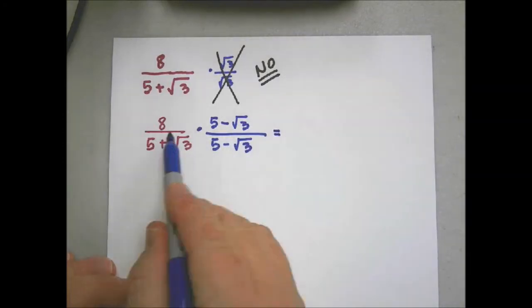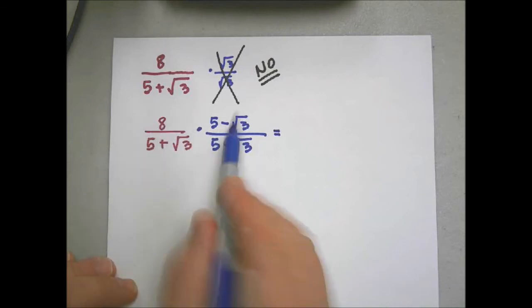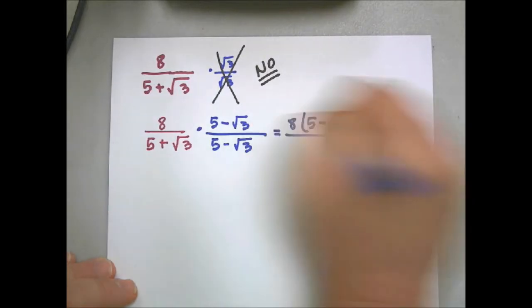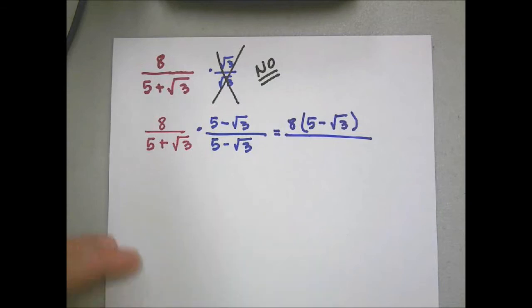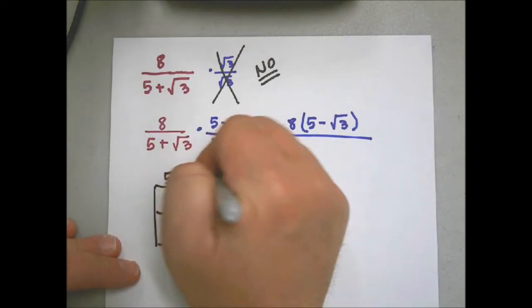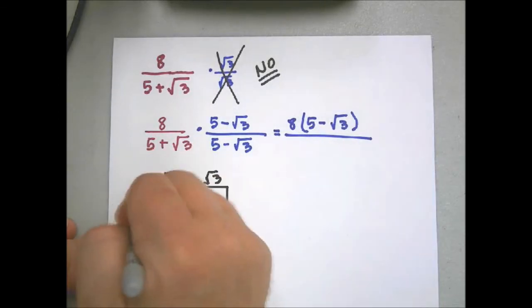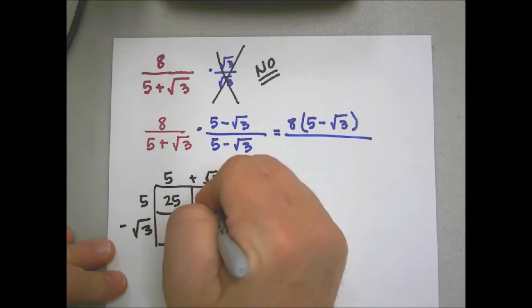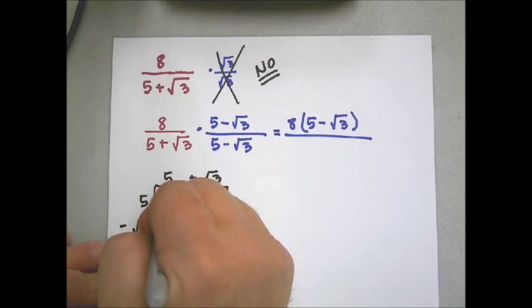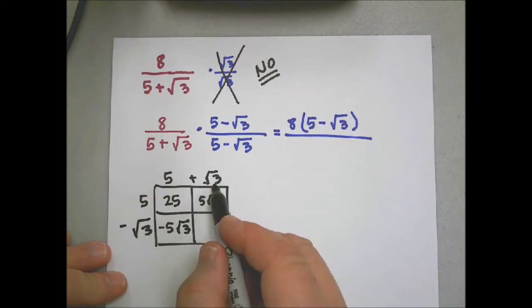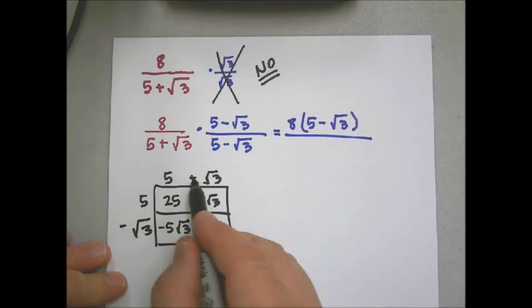For the numerator, we're going to keep it in its factored form. We're just going to say 8 times this is 8 times 5 minus square root 3. Now, the denominator down here is where some magic is going to happen. Look what happens when I take that 5 plus square root 3 and I multiply it by the 5 minus square root 3. We know 5 times 5 is 25. 5 times root 3 is 5 root 3. But 5 times negative root 3 is negative 5 root 3. And then negative root 3 times positive root 3 is simply going to be 3, but it's going to be negative 3 because a negative times a positive is negative.